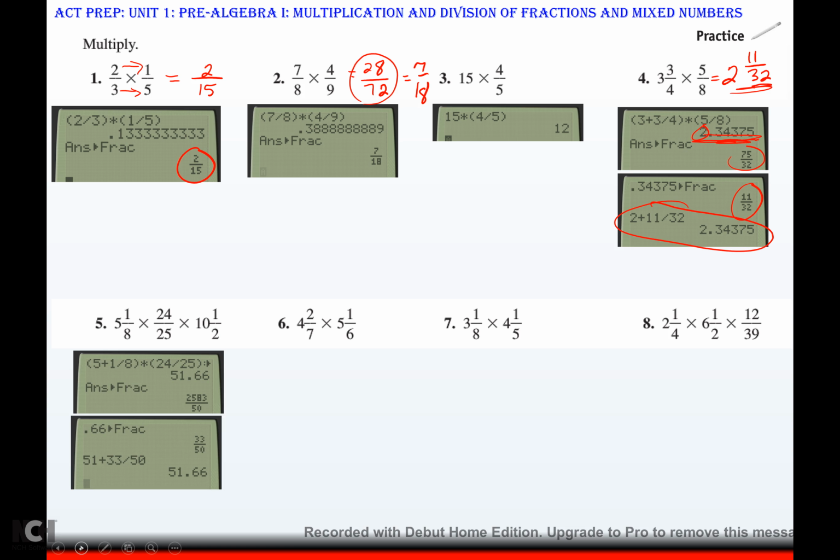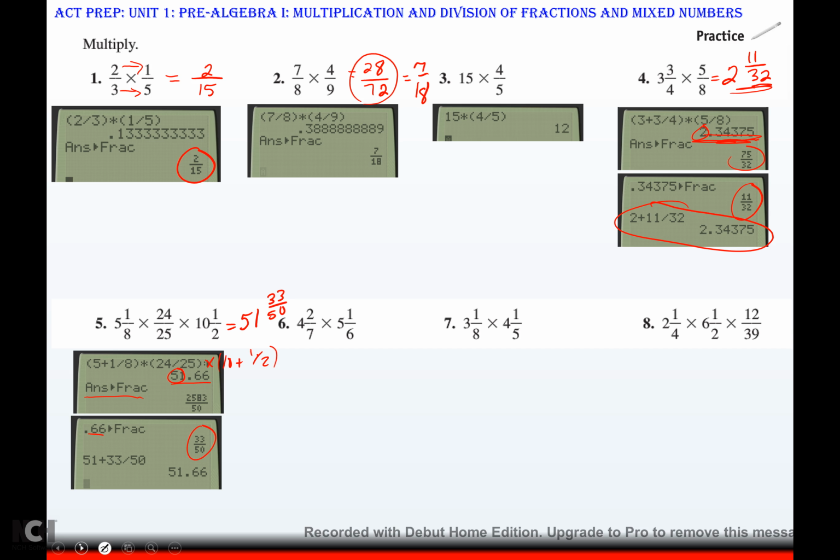Alright, so we've got 5 plus 1/8 times 24/25. You can't read the rest because the screen is too short, but that says times 10 plus 1 divided by 2 in parentheses. And I get this. Answer as a fraction, I get 25/83/50. This tells me that whatever my answer is, it's 51 whole times. And then to get what's left over, I type 0.66, math enter, and it gives me the fraction 33/50. So it's 51 and 33/50.